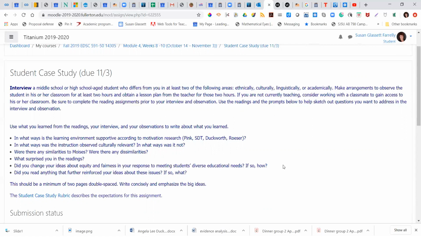Then you make arrangements to both observe this student in his or her classroom, in a classroom setting for, I'd recommend at least 2 hours if you can get it. If you can only get an hour, that's fine. And obtain the lesson plan from, if you're watching another teacher teach this student, obtain the lesson plan from that teacher for that hour or 2. If you're not currently teaching, and you need help, we can go out to the class, but I think all of you are currently teaching, so I don't think this should be a big deal.